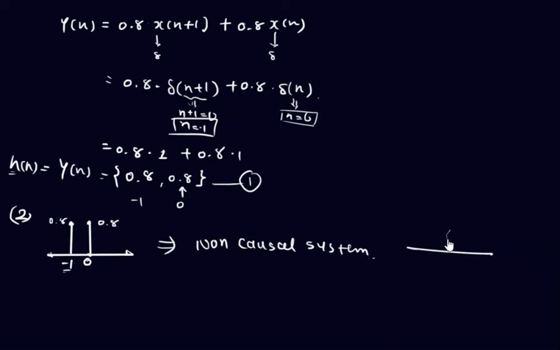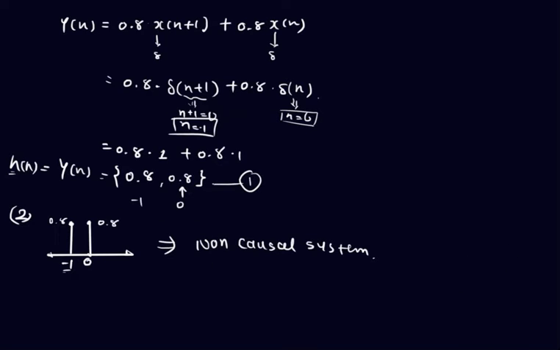If our output is like this, this is 1, this is 2, this is 3, and this is 0, then all the values are only present at the location of a past value or current value. Then we can say that this system is a causal system. But for this case, we are saying that our system is a non-causal system.